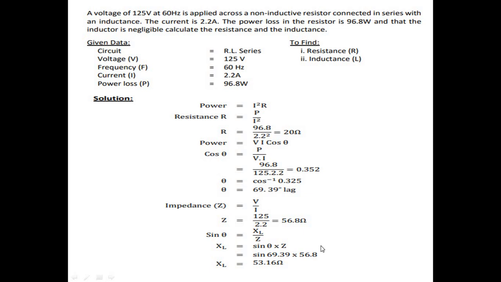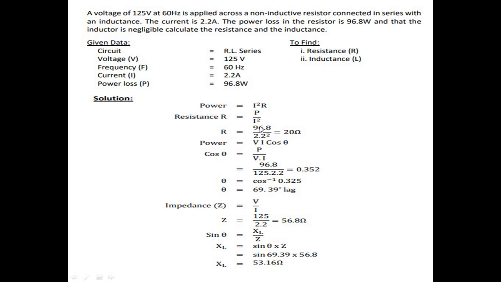Next, a voltage of 125 volt at 60 hertz is applied across a non-inductive resistor connected in series with an inductance. The current is 2.2 amps, the power loss in the resistor is 96.8 watts, and the resistance of the inductor is negligible. Calculate the resistance and inductance. Given data: RL series circuit, voltage 125, frequency 60 hertz, current 2.2 amps, power loss 96.8 watts. We need resistance R and inductance L.